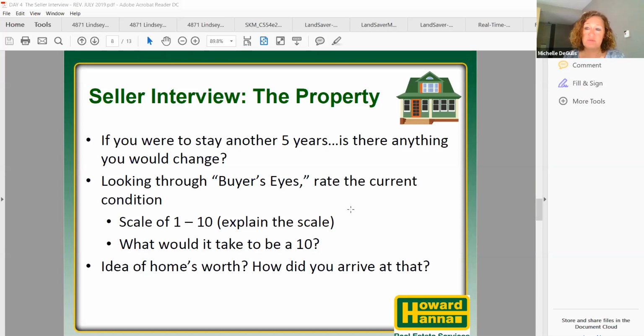Sometimes they won't tell you. Sometimes they want to put you on the spot, but ask the question anyway: do you have any idea what your home is worth? And how did you arrive at that number?